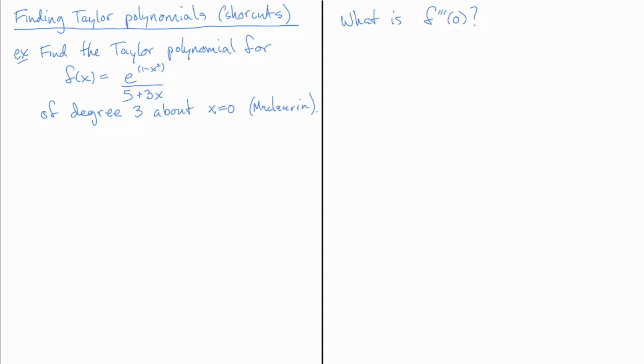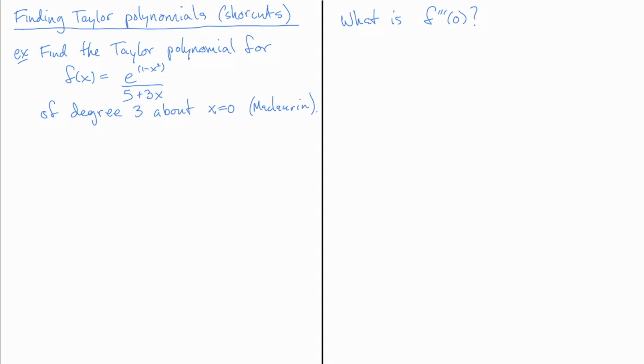So the one that we're going to be doing here is the Taylor polynomial for the function e to the 1 minus x squared, all divided by 5 plus 3x, and the polynomial I want is of degree 3 and expanded about x equals 0. So you might call this a Maclaurin polynomial instead of a Taylor polynomial.